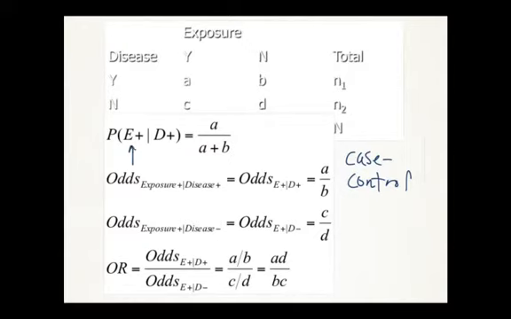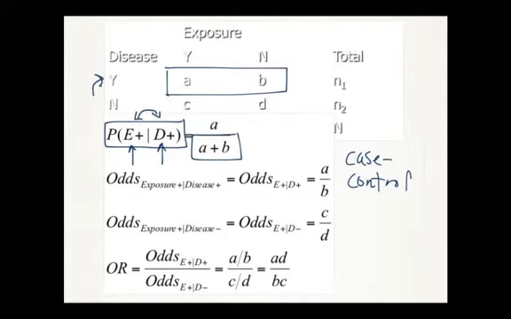Because look, I'm estimating the probability of exposure given disease. Remember, in a cohort study, these were flipped. So I know that I'm in a case control setting because this is what I'm estimating. So the probability of exposure given disease, so first we look at everyone who has disease, that is this column here. So it's A plus B. That's why this is here in the denominator. And then the people who are exposed among those are the A's.